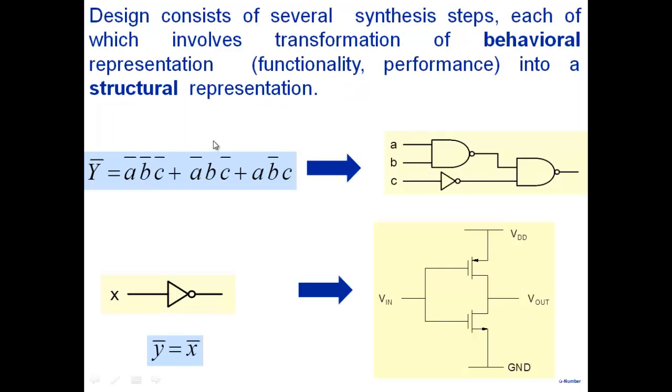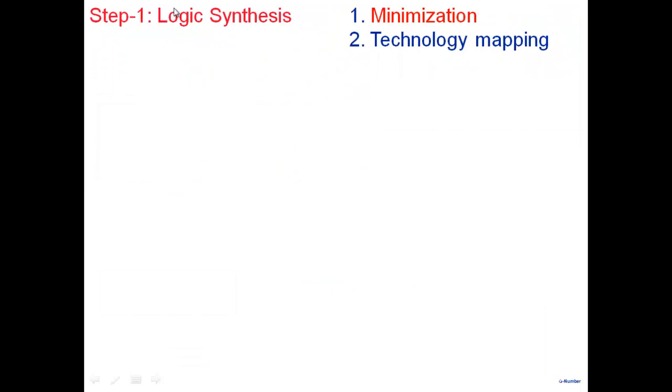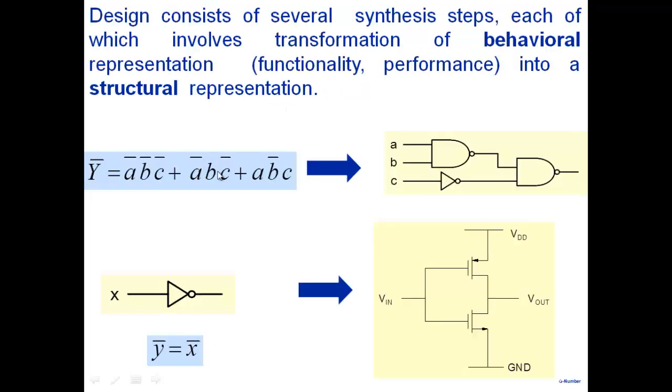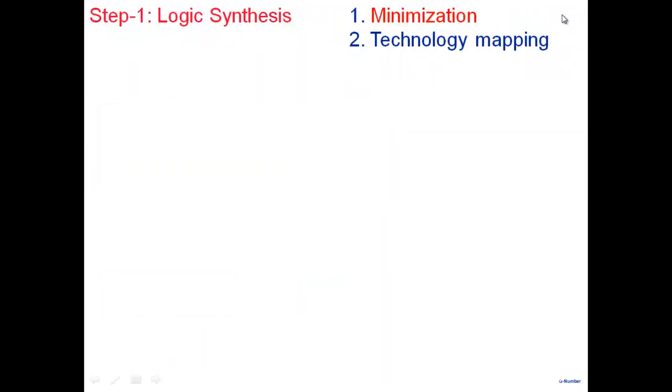So let's look at the first step here. I want to go from here to the layout. So the first step is what we call logic synthesis. Logic synthesis, which is basically converting a Boolean expression into a gate netlist, involves two steps: minimization, and the second step that we call technology mapping.